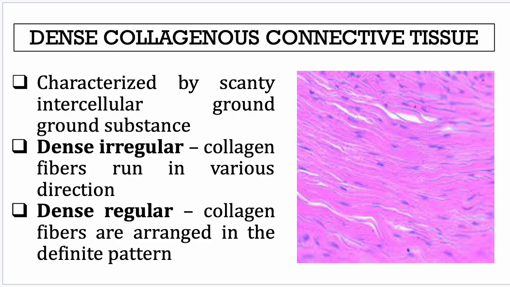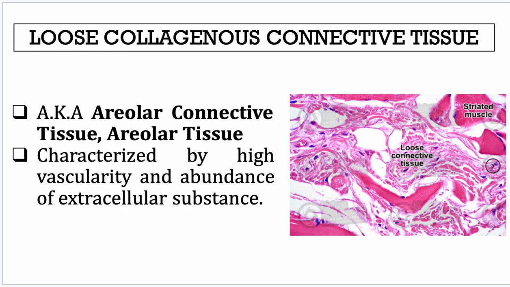So they are characterized by scanty intercellular ground substance. So we have your dense irregular. So dense irregular, the collagen fibers run in various directions, while your regular, they are arranged in a pattern. So ang dense irregular, no, kalat-kalat ang iyahang fibers. Pero pag naka-arrange siya into a definite pattern, naging siya pattern, dense regular. So, yan lang siya ka self-explanatory.